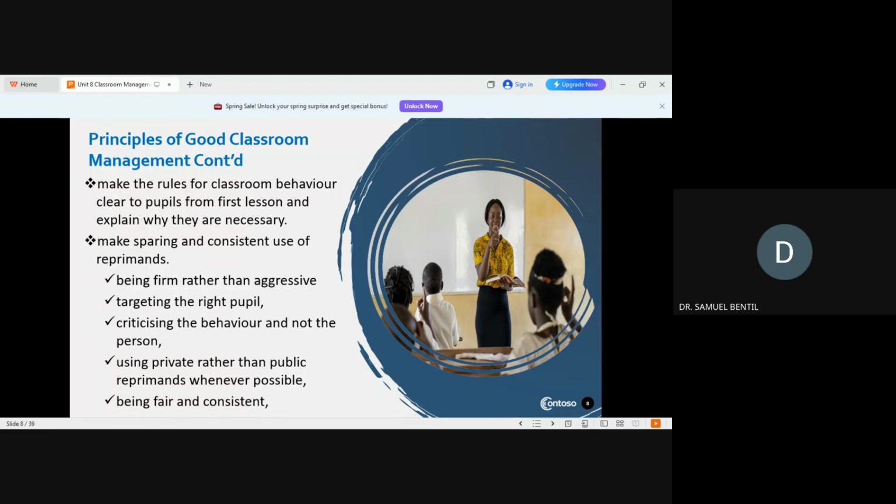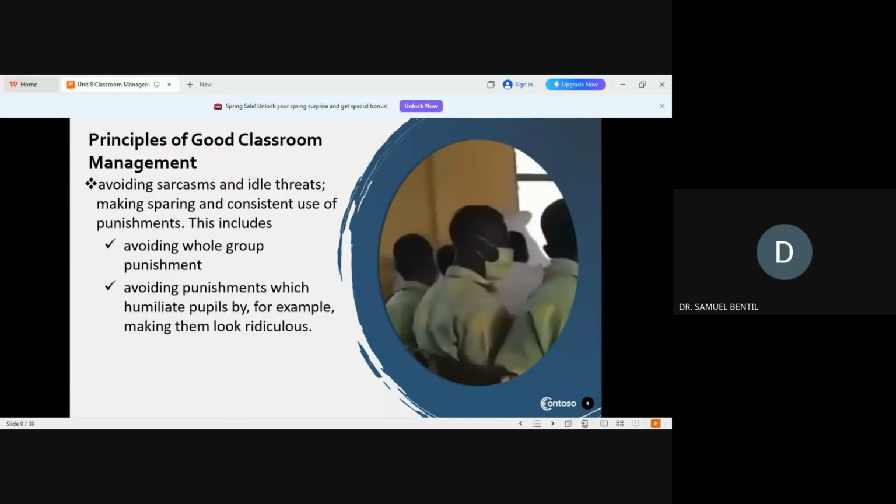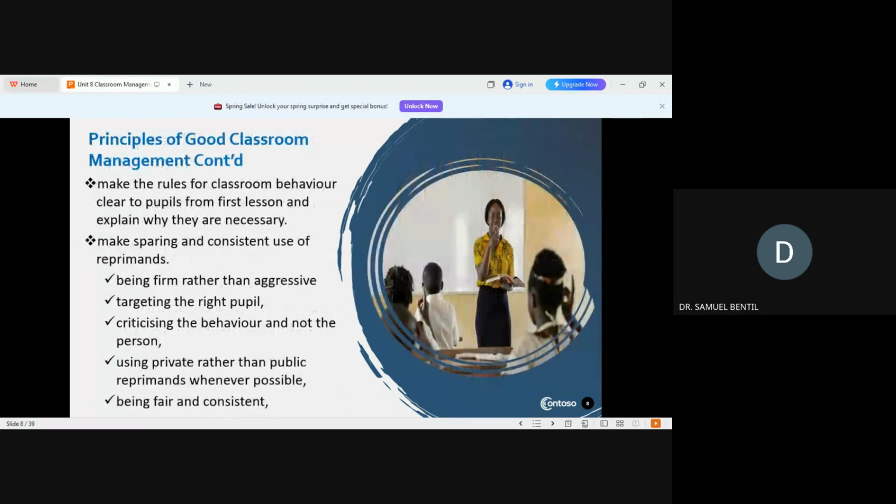We are also saying that you must be fair and consistent. Be fair and consistent. Very, very important. When you're a teacher and you are fair to everybody and consistent, it creates an atmosphere where people can believe your judgment. But when you are not consistent and you are flip-flopping, it becomes a problem.